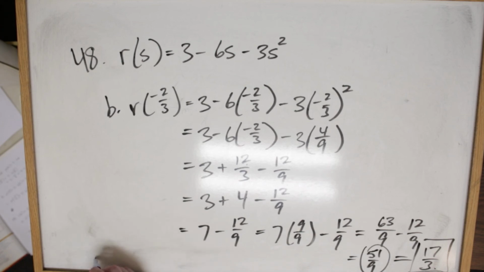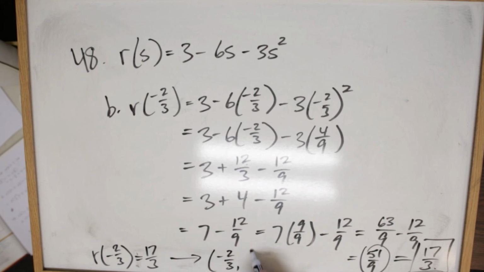So, all right, r of minus 2/3 is equal to 17/3. Which means the point is going to be minus 2/3, 17/3. Okay? So that's our x value, that's our y value. And that's part B.